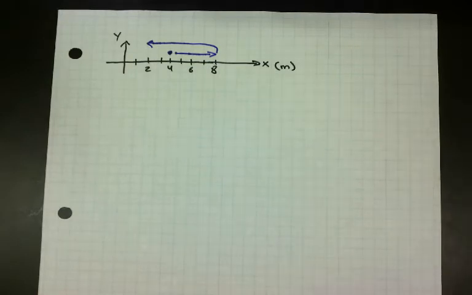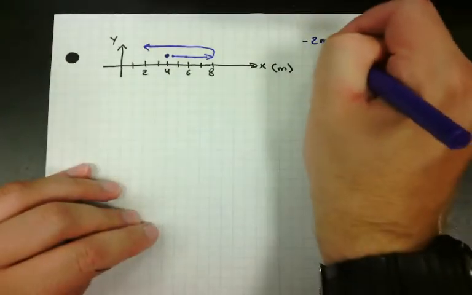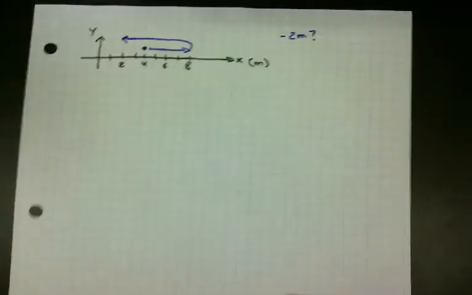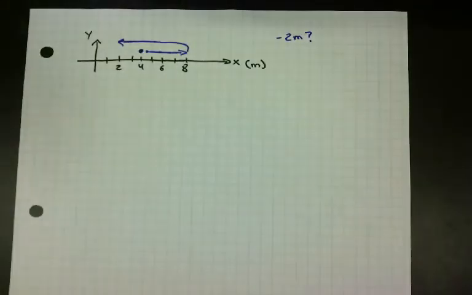Now, if I asked you how far did I travel, what would you say? Go ahead, Anna, what would you say? Okay, negative 2 meters is a valid answer. Because I'm 2 meters behind where I started. Is there another valid answer?